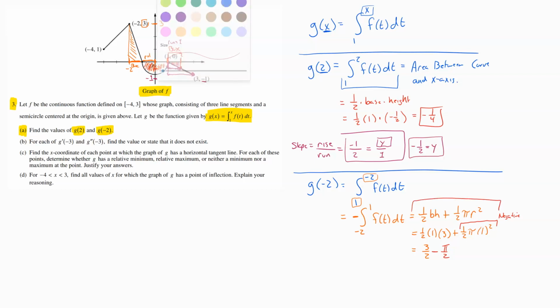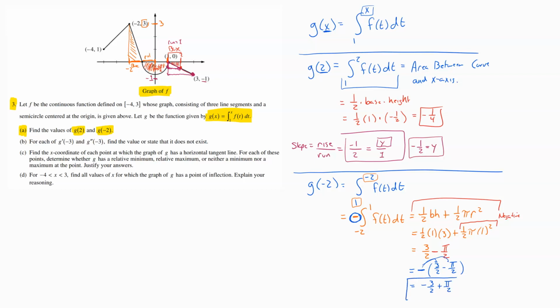And then again, a little trick, little stuff to pay attention to is don't forget that you've still got this negative up front here. So this would have been negative of these two things. And if you wanted to, now you would just go ahead and distribute that negative in there. You would get -3/2 plus pi over 2. And because this is a calculator section, that would be your answer.